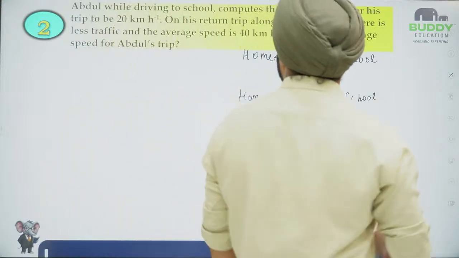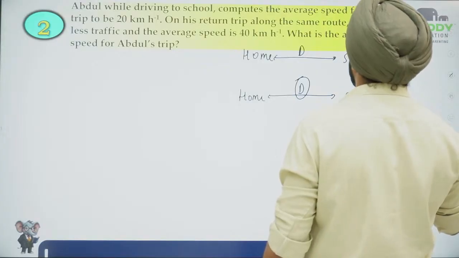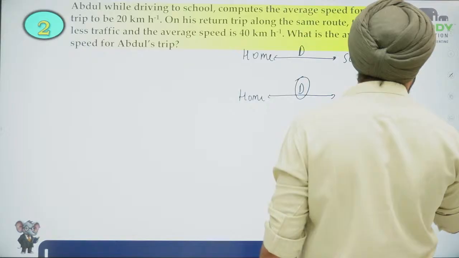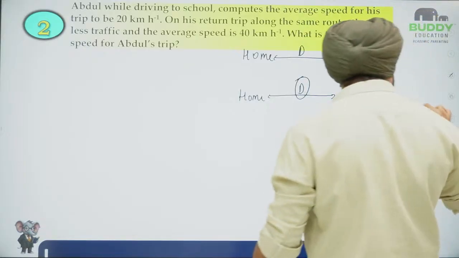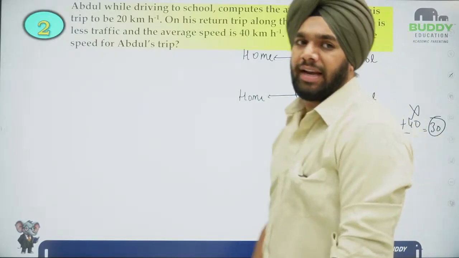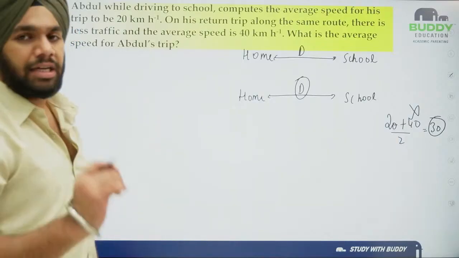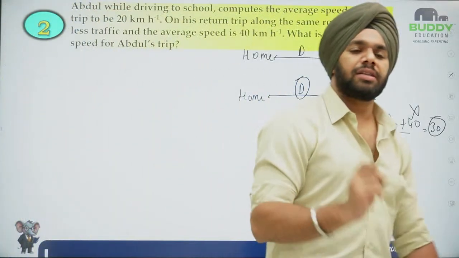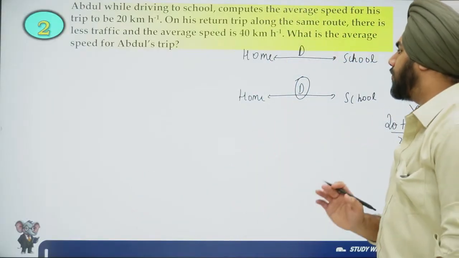I have seen many students make this mistake. What they do, they just add 20 and 40 by 2, because average speed is already given, so 30 is the answer. No, this is wrong. This is not the correct way to solve average speed and average velocity, right? The correct way to solve average speed and average velocity is total distance upon total time. That's it. No other method has to be followed.